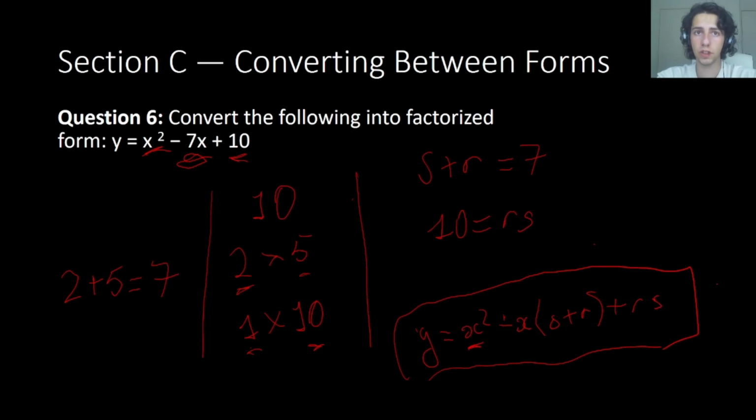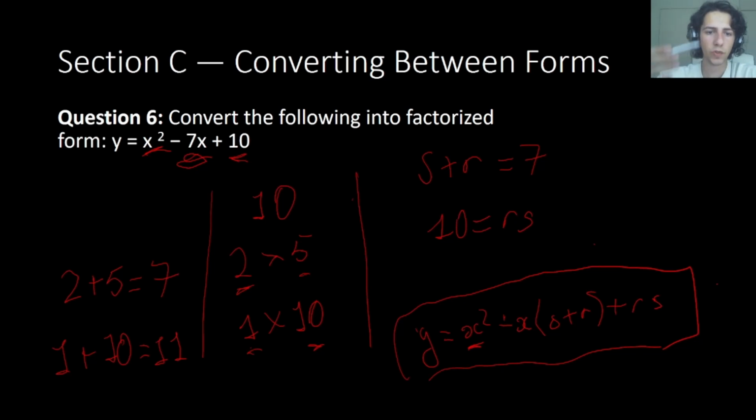Now, let's just check 1 and 10 just to make sure that this also isn't another possibility. So 1 plus 10 is going to be equal to 11. So yes, S and R being 1 and 10 is not possible for what we want.